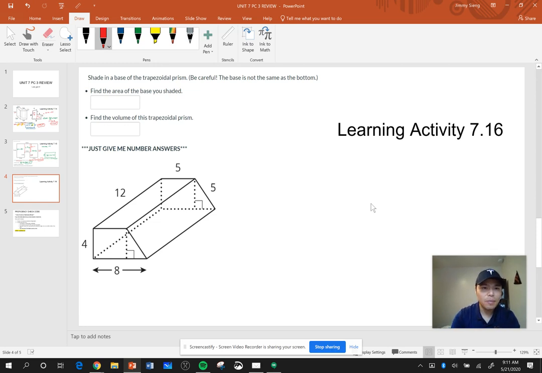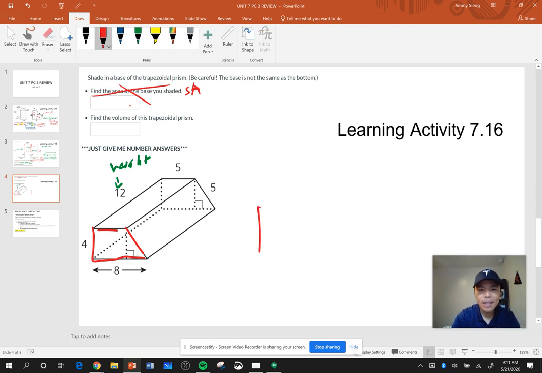So this one, we need to find the area of the base you shaded. I think I just wanted surface area, right? And then this one's volume. But again, you have here this face, this top and bottom face, right? If I put it straight up, you'd see that you have a height of 12. So this right here is my height.